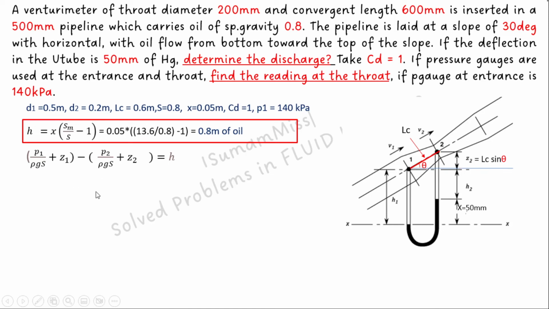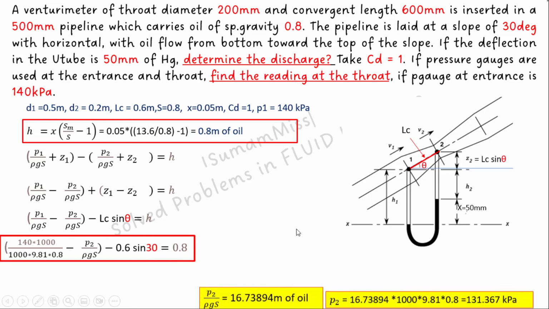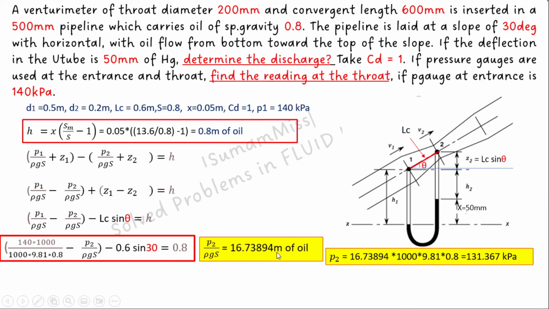If you rewrite this expression, P1 by rho gs minus P2 by rho gs plus Z1 minus Z2 is equal to H that we have calculated already. P1 is available with us. If you substitute, then P1 by rho gs minus P2 by rho gs minus LC sin 30 is equal to the pressure head. So P2 by rho gs equals 16.73894 meter of oil, or P2 equals 131.367 kilopascal. The pressure gauge connected at section 2 shows a reading of 131.367 kilopascal.